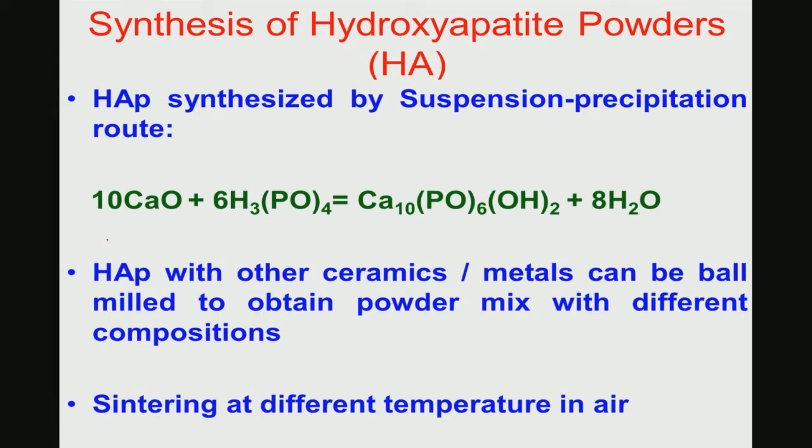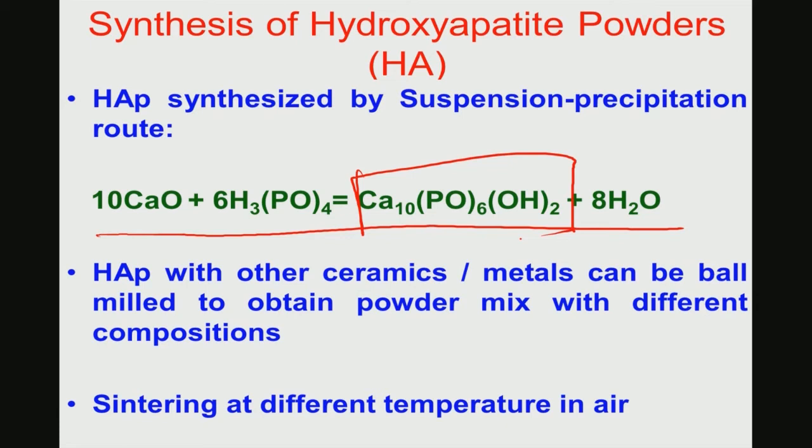This is called the suspension precipitation route. Calcium oxide is added to an orthophosphoric acid solution, and what precipitates is Ca10(PO4)6(OH)2, that is the stoichiometric hydroxyapatite. I may like to mention here that in the bone, the calcium phosphate or calcium apatite may not be stoichiometric hydroxyapatite in all places. In most cases, hydroxyapatite is present in natural bone as non-stoichiometric hydroxyapatite.